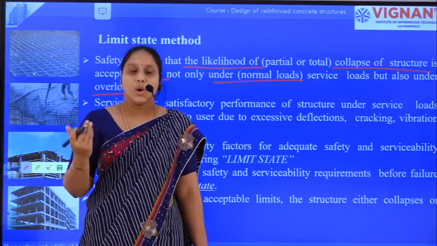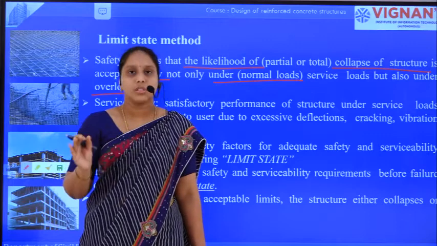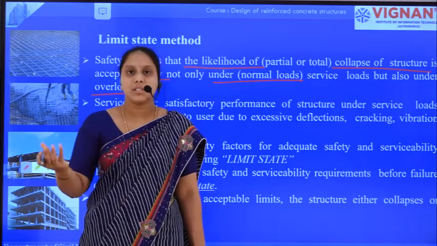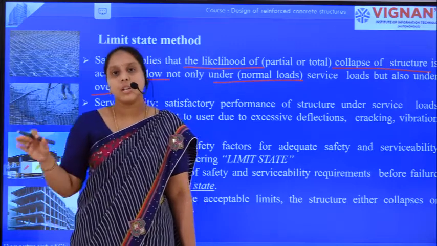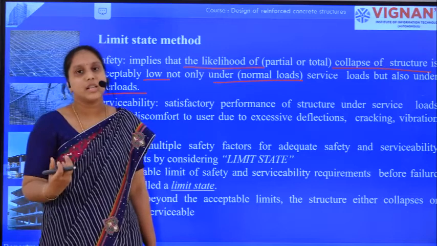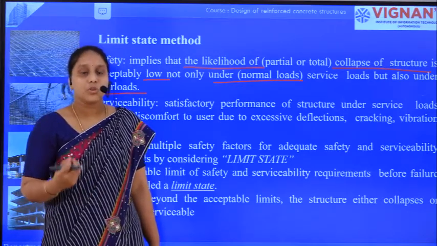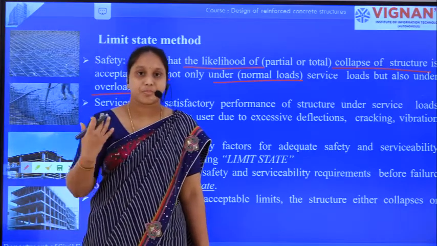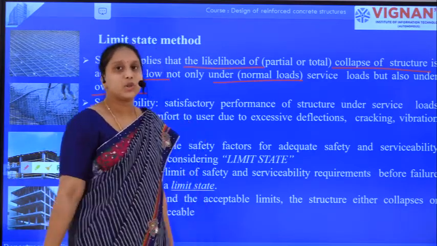So what is the working load? It is a load with 95% assurance that only that load will be acting on the structure. There are only 5% chances for that load to be exceeded. Even if that load exceeds during the life of the structure, there are very few chances for the structure to collapse. So here, this is how we are assuring safety in the limit state method of design.